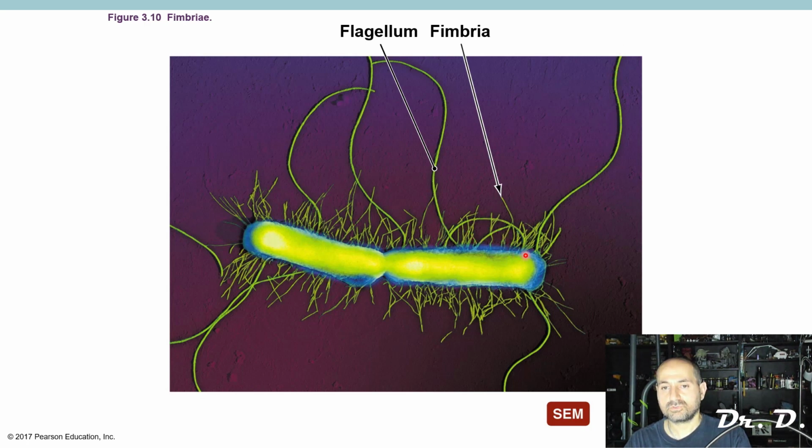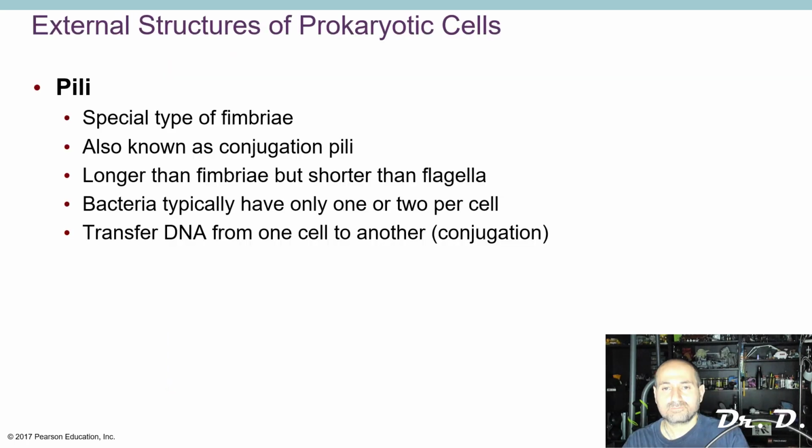But what do you think these short extensions are? You see these very short extensions? It looks like grass. That's the fimbriae, or fimbria. The fimbriae are responsible for attachment to surfaces, such as the surface of your tooth. Okay, and what's a pili? It's another extension from the cell, but it's got certain functions.